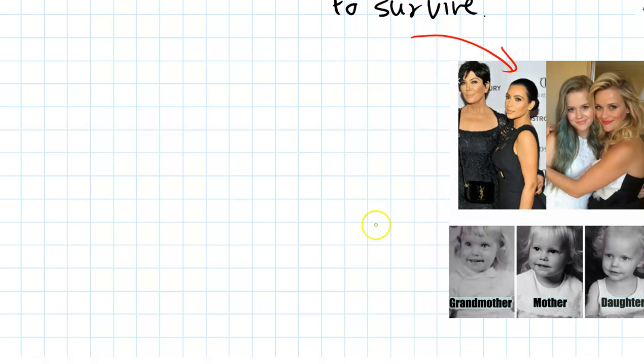Also down here, we've got 3 generations of the same family, and these photos are taken when the person was the same age. So the grandmother, it looks to be about age 2 or 3. I think about 2 actually. We've got the grandmother, the mother, and her daughter, and look how similar they look at age 2. So it's really clear that our characteristics and our traits get passed on from generation to generation. And in biology we call that inheritance.